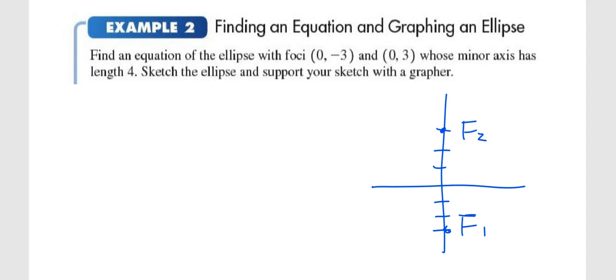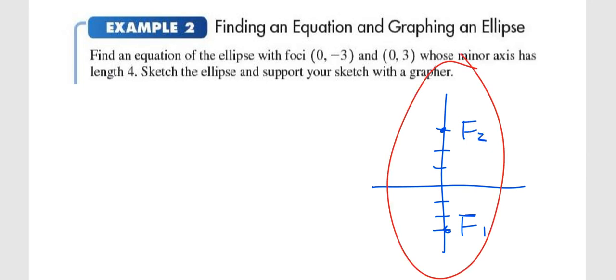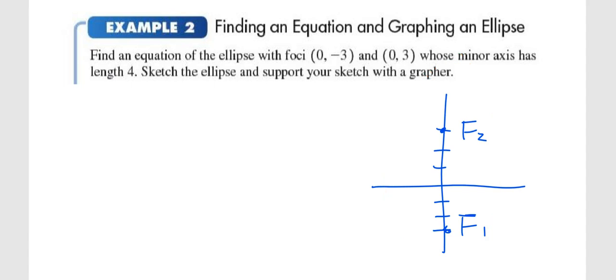Do you know right now whether this is going to be a short, fat variety or a tall, skinny variety? This one's going to be tall and skinny. You're right, because the foci sit on the major axis. So in our minds, this is a very poorly drawn sketch, but we have this idea that it's going to be going up and down.